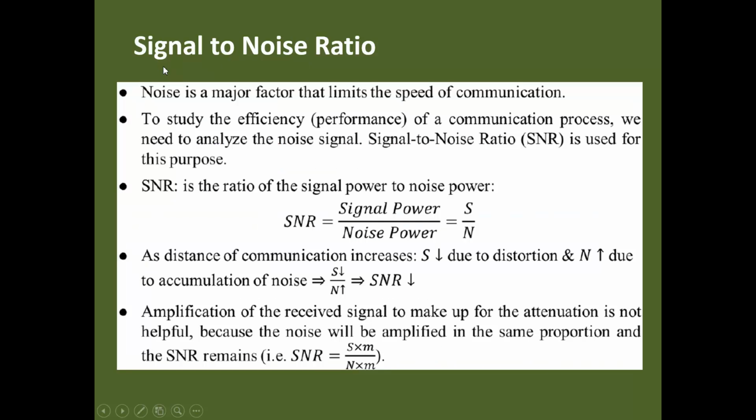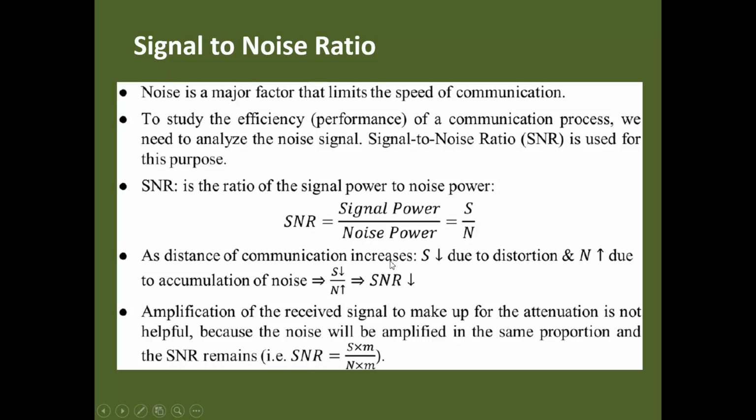Now, another important factor in the communication system is the signal to noise ratio. Noise is a major factor that limits the speed of communication. To study the efficiency of a communication process, how the communication system that has been designed performs, what the performance levels of that system are, we need to analyze the noise signal, right? Signal to noise ratio is a factor that is used for this purpose. So signal to noise ratio is the ratio of the signal power to the noise power, right?